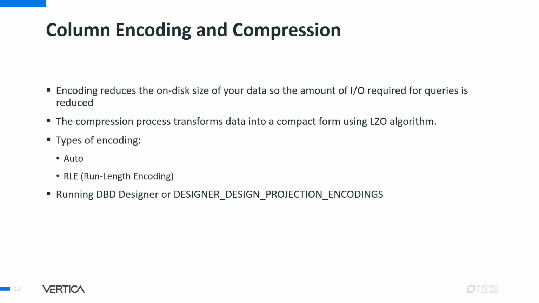In addition to encoding, Vertica applies compression. In Vertica, the compression process transforms data into a compact form using the LZO algorithm. Vertica has many encoding types. Some of them are, for instance, auto and RLE.